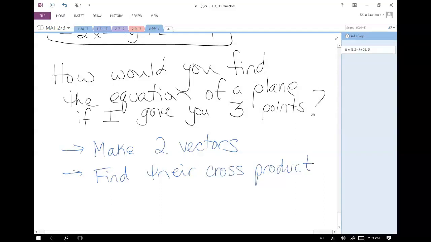So if you're given 3 points, you're going to use those 3 points to make 2 different vectors. And then you're going to do the cross product of those 2 vectors. That will give you a normal vector. At that point, you'll have a normal vector, and then you'll have 3 different points to choose from. And what do we need to set up the equation for the plane? A normal vector and a point. So we're ready to go. Yep, so all you have to do is use those 3 points to set up 2 vectors, and then do the cross product of those 2 vectors, and you've got your normal vector.